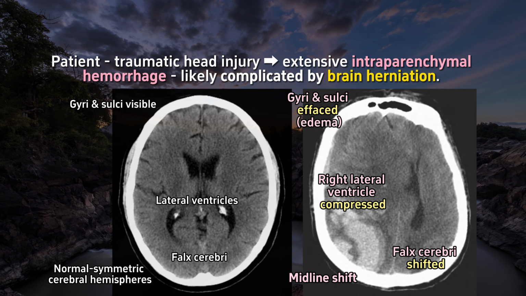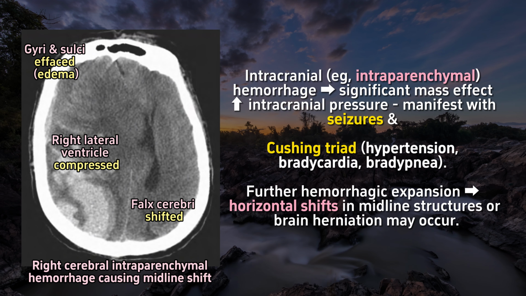This patient, who sustained a traumatic head injury, has an extensive intraparenchymal hemorrhage that is likely complicated by brain herniation. Intracranial hemorrhage, for example intraparenchymal hemorrhage, can cause significant mass effect and increase intracranial pressure, which can manifest with seizures and Cushing triad: hypertension, bradycardia, bradypnea. With further hemorrhagic expansion, horizontal shifts in midline structures or brain herniation may occur.